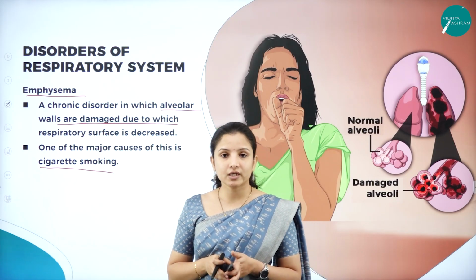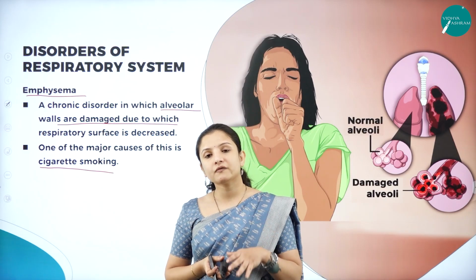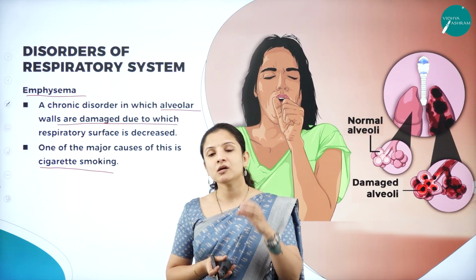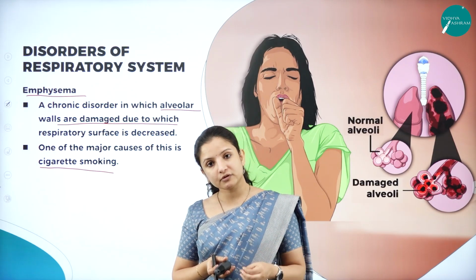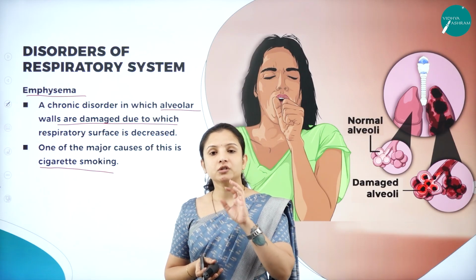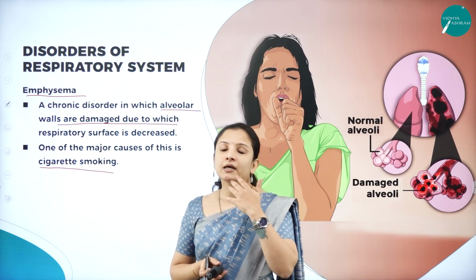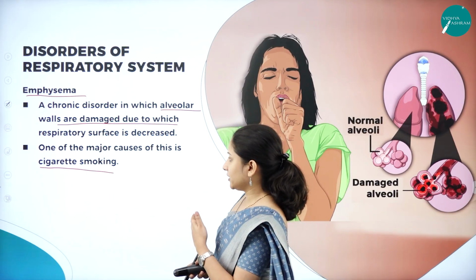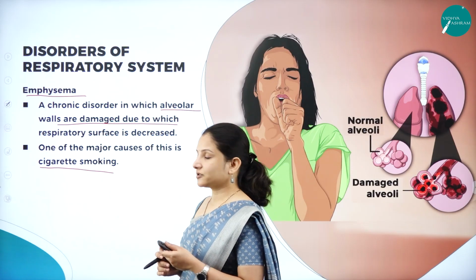Cigarette smoking damages the membrane of the alveoli. If the membrane of the alveoli gets damaged, then the diffusion of the gases will be affected. Then proper delivery of oxygen to the tissues and removal of carbon dioxide from the tissues will not take place, therefore leading to difficulty in breathing. So it is better to quit smoking cigarettes or to avoid them.